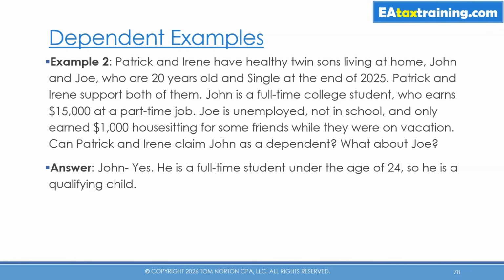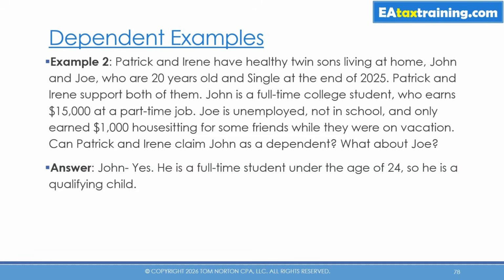What about Joe, though? Well, Joe is not a full-time student. He's over the age of 18, so we know automatically he is not a qualifying child. We can end it right there. We don't even have to look at the other criteria. Not a qualifying child. So does that mean Patrick and Irene cannot claim him as a dependent? Well, we don't know yet because remember, there are two tests. The other test is qualifying relative. Is Joe a qualifying relative?